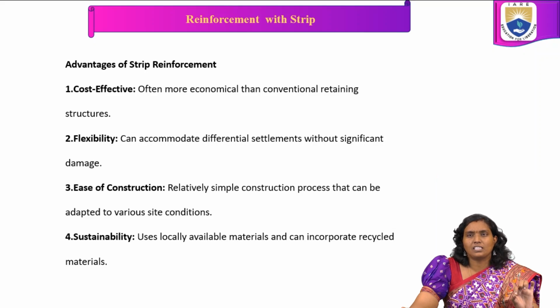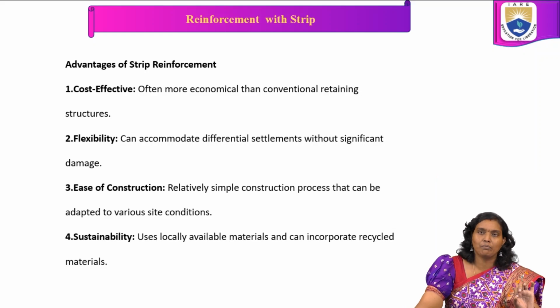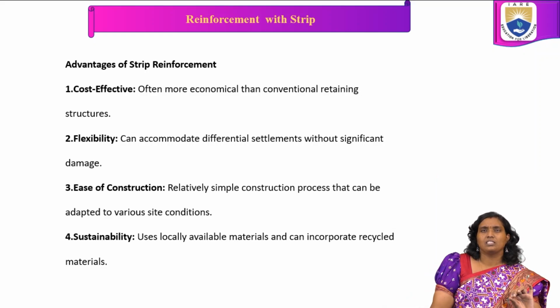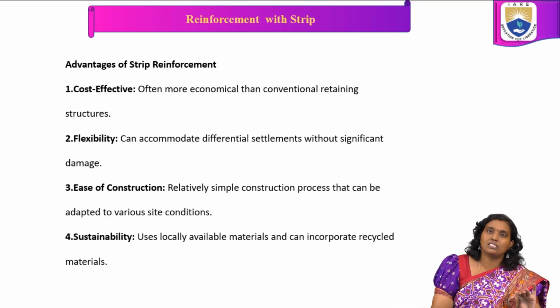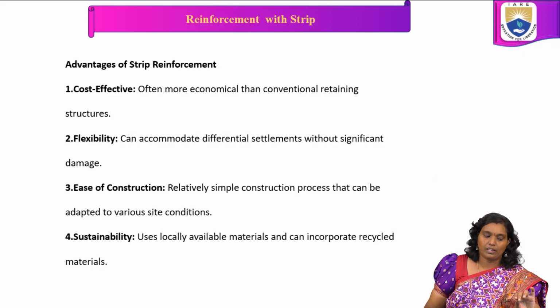Ease of construction: a relatively simple construction process that can be adapted to various site conditions. Sustainability: use locally available materials and can incorporate recycled materials. Such sustainability is also there in strip reinforcement.